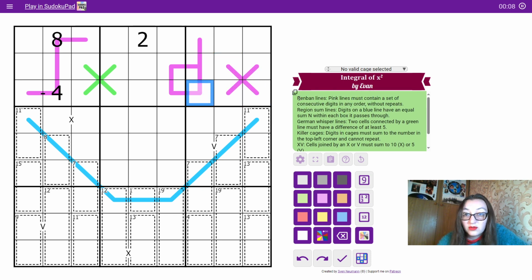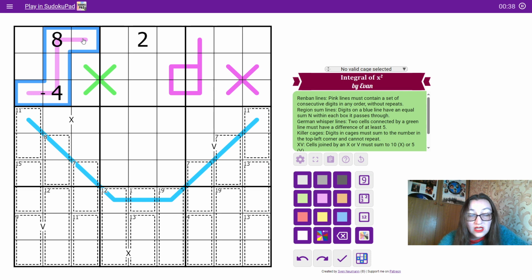So, the rules are the standard Sudoku rules, so we have to place digits 1 through 9 in every box, every row, and every column of the Sudoku once each without repeating. The other rules are random lines, those pink lines, and they must contain a set of consecutive digits in any order without repeats.